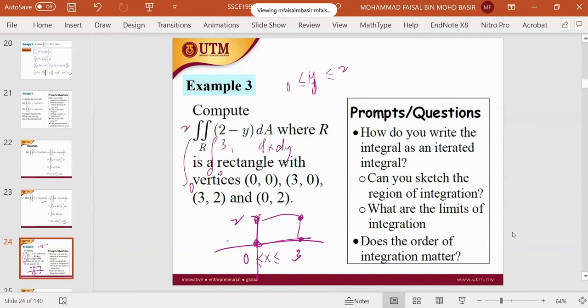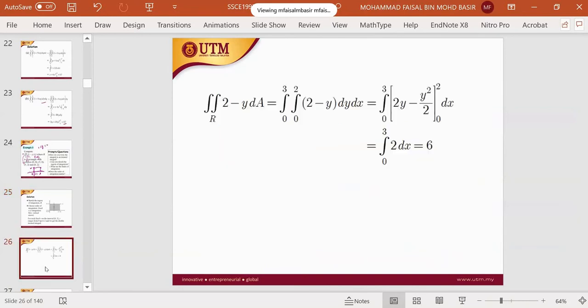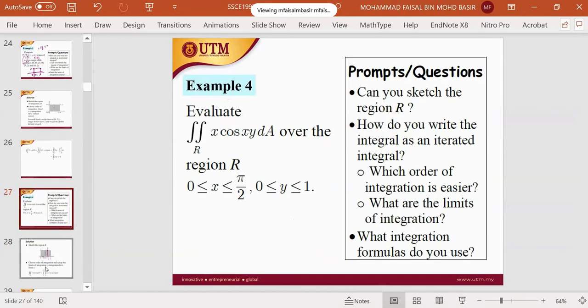They give you vertices. Yeah, okay. This is a direct question, they already give this region, but you have to see whether it is easier to integrate with dy first or dx first. If you see this, we already have the limits here, dx and dy. But you have to see, is it easier to integrate with x first or y first? Which one is easier?